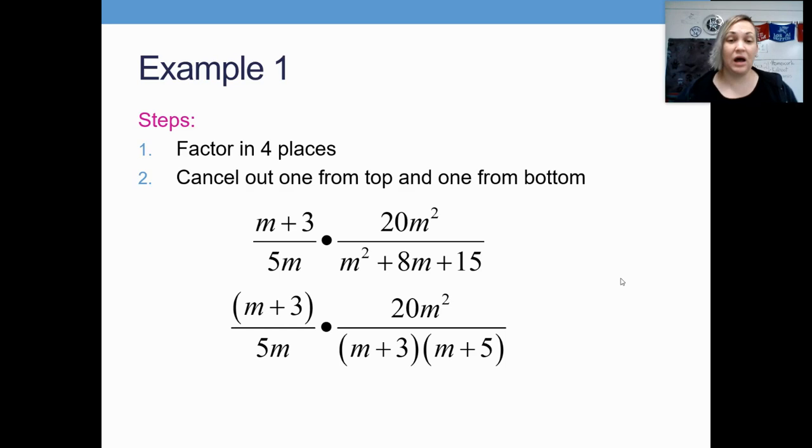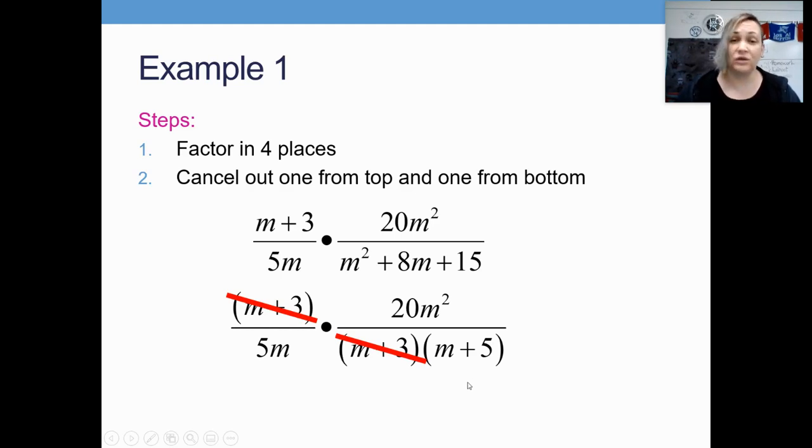In this problem, I have some identical parentheses. The m plus 3's can cancel. Please notice that I am canceling out the entire parentheses. I'm not canceling out the m's and then canceling out the 3's. For my m plus 5 parentheses, I don't have any other parentheses to cancel that with, so that will definitely be part of my answer.